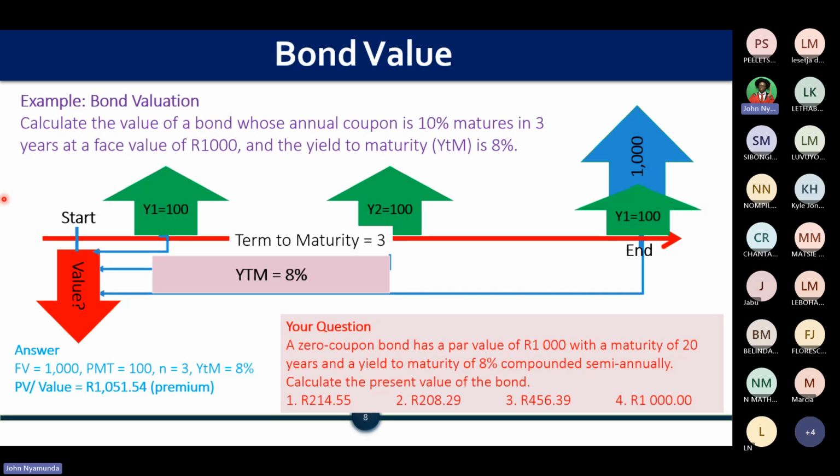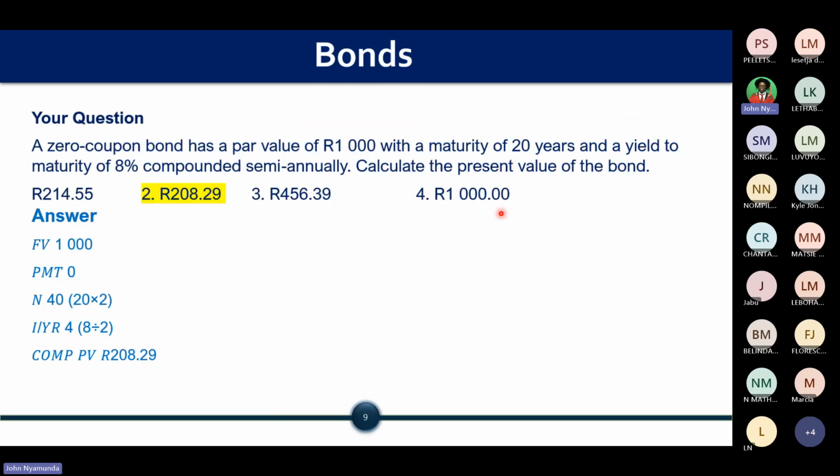Okay, let's see. 1, 2, 3, 4, 5, 6, 7, 8. Okay, ladies and gentlemen, let's go. The answer is 208. Huh? How come people go to 214.55? Is it possible that is my mistake? Okay, let's go to Excel.